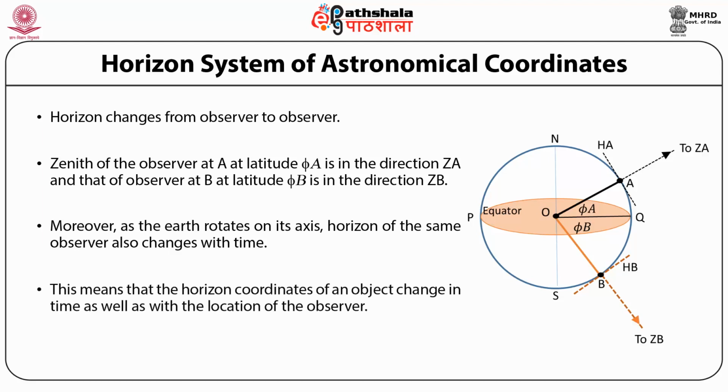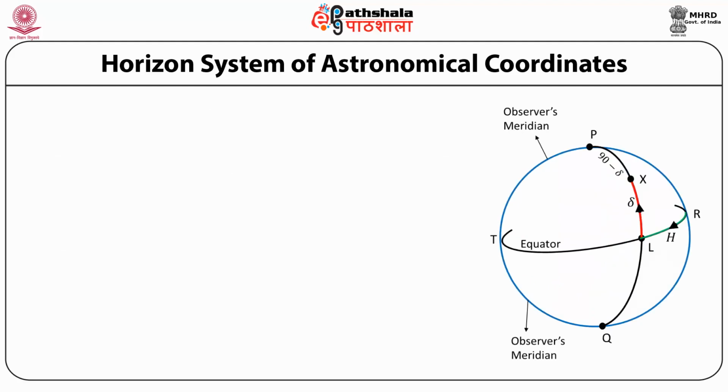So this means that the horizon coordinates of an object change in time as well as with the location of the observer. So these are the two drawbacks of the horizon system. Therefore, this coordinate system cannot be used for making star catalogs. Now let us look at the second coordinate system, which is the equatorial coordinate system.